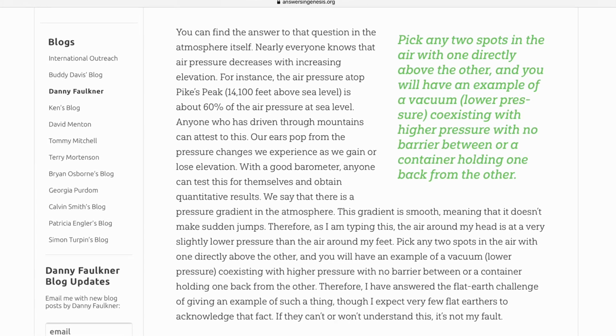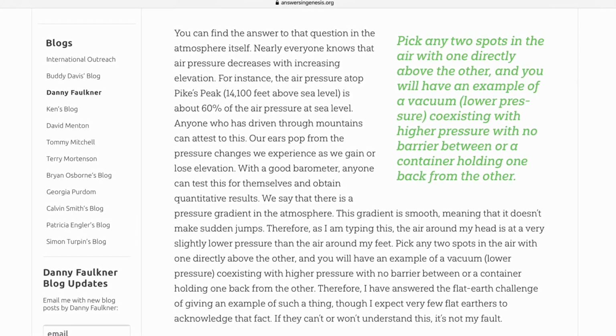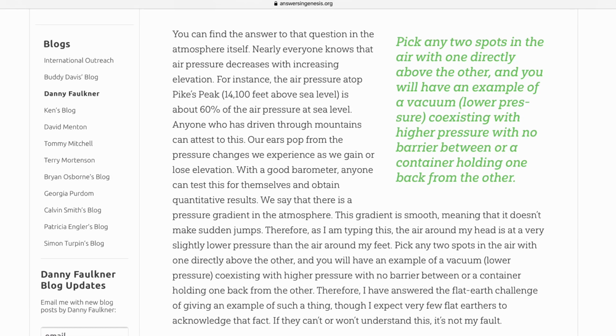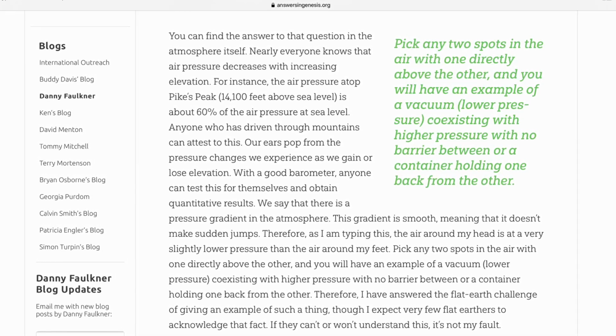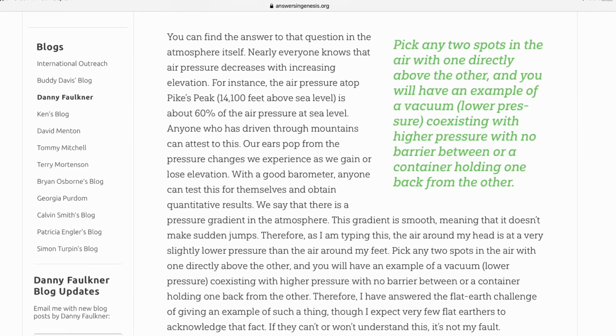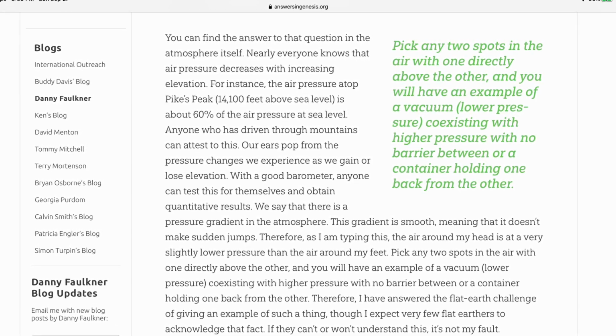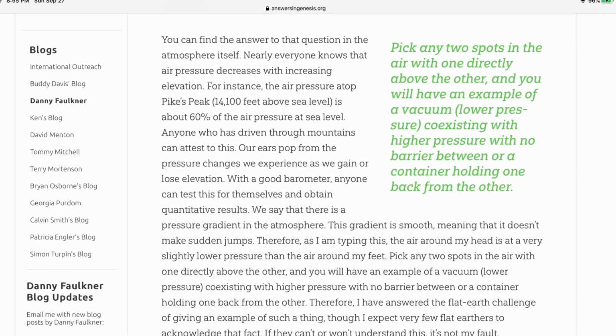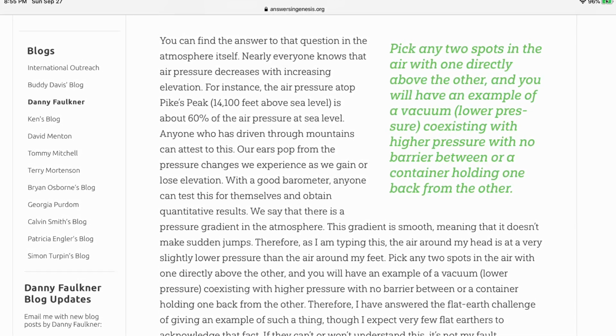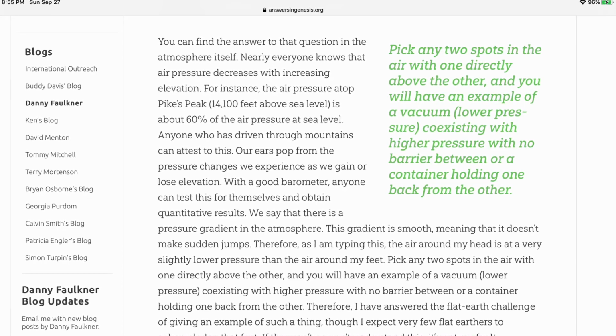There it is, the three parts to gas pressure. But Danny Faulkner says pick any two spots in the air with one directly above the other, and you will have an example of a vacuum. Now notice what he says, two spots in the air. If I pick two spots in the air, don't I still have air? But he says there's a vacuum there. And he calls lower pressure a vacuum, coexisting with a higher pressure, with no barrier between or a container holding one back from the other.